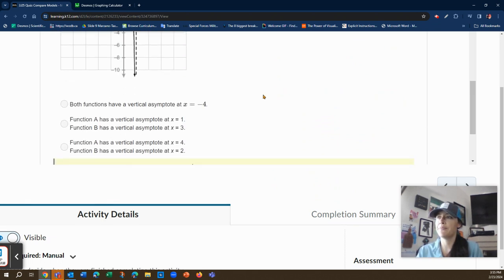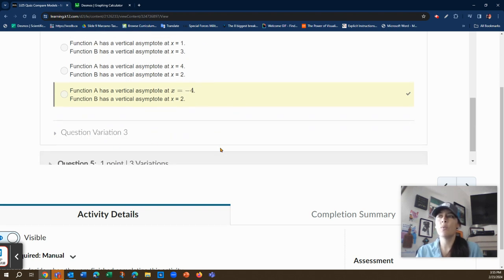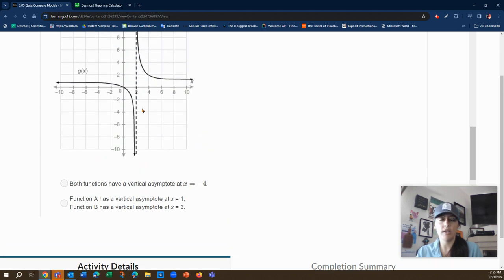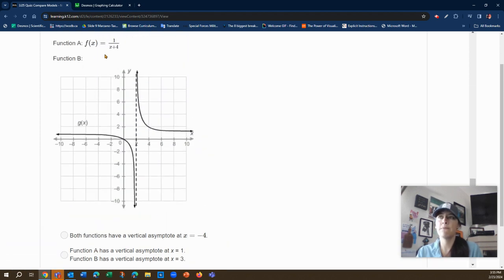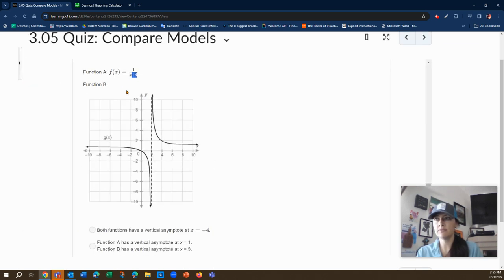All right, x equals 2 and x equals negative 4. So just pay attention to those tiny details and you're good to go. Whatever your variation is, find where the dotted line is. That's your one asymptote for function B. Find what x equals to make the denominator equal 0, or the opposite of what's happening to it. That's your other asymptote for function A.